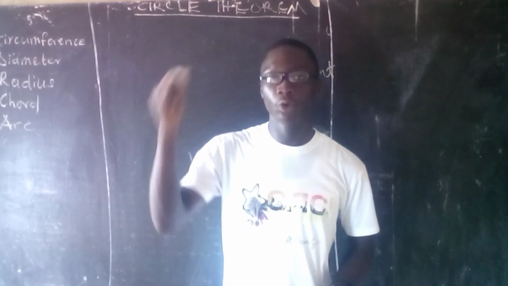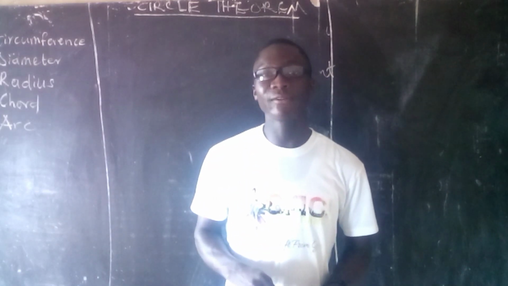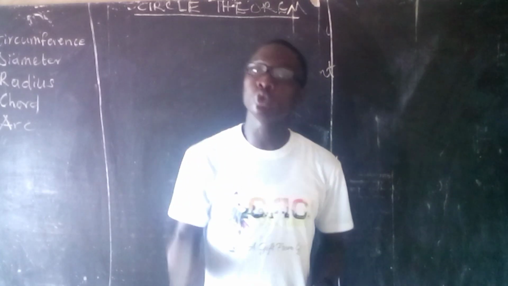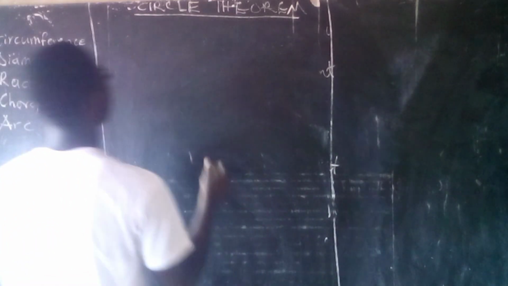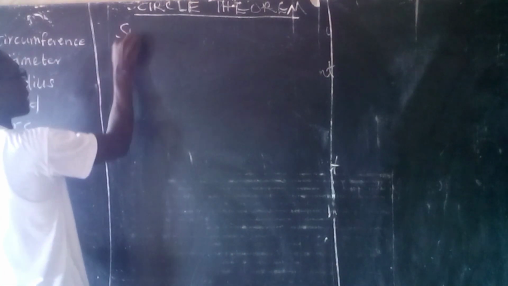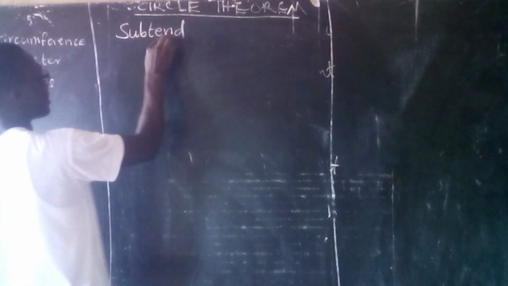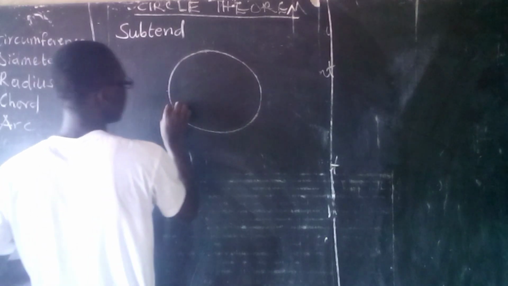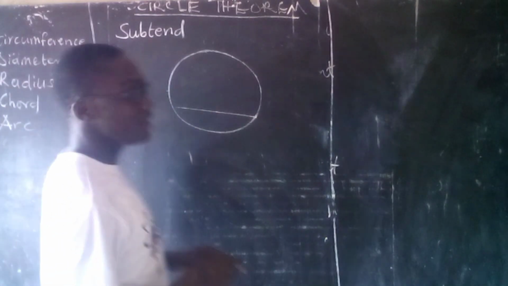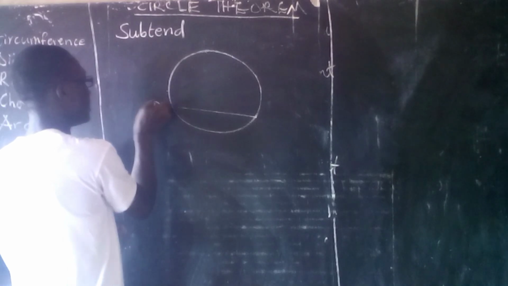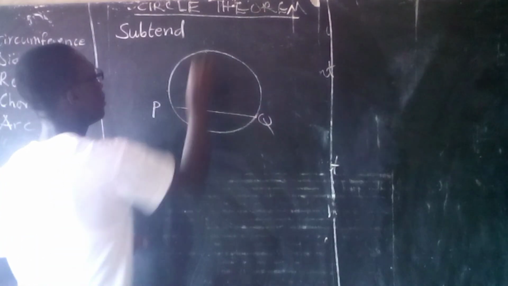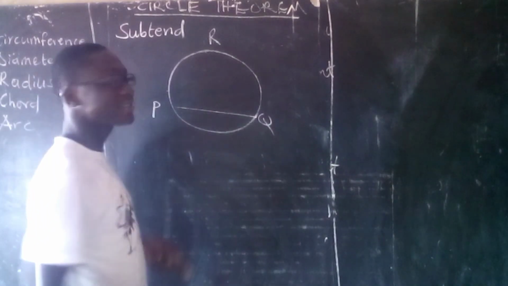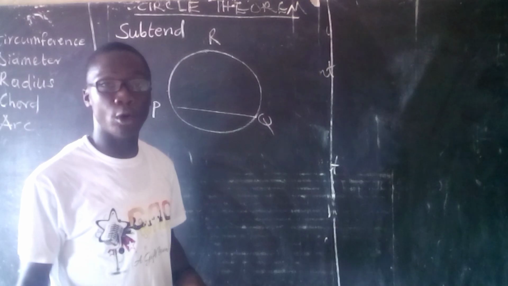Now, before we even get to the properties, we have to define a certain word that runs through all the properties. The word is subtend. You have to define this word. So let's take a circle. We have the chord here. Let's say you have P, Q, and let's say you also have R. So let's say the chord PQ subtends an angle X at the point Q.